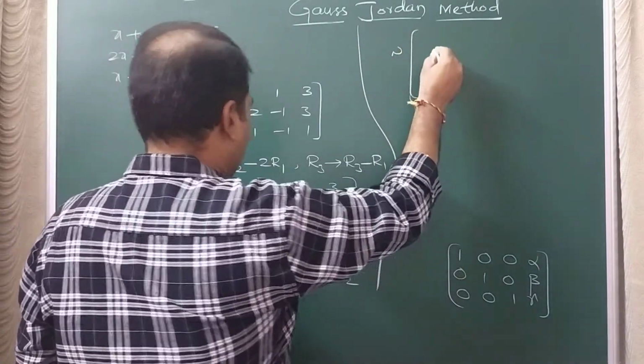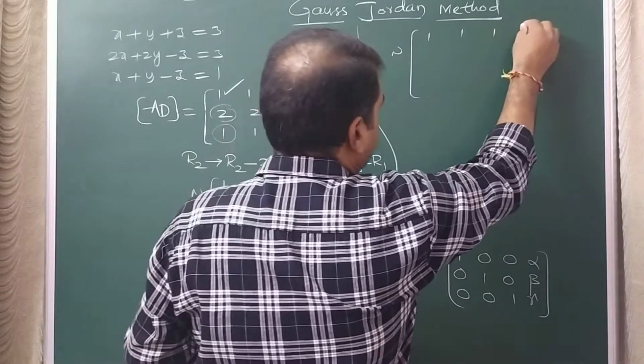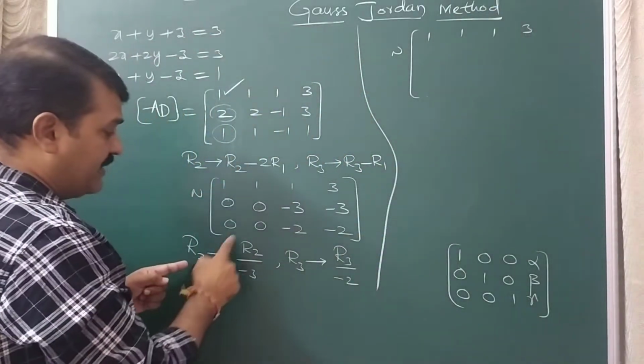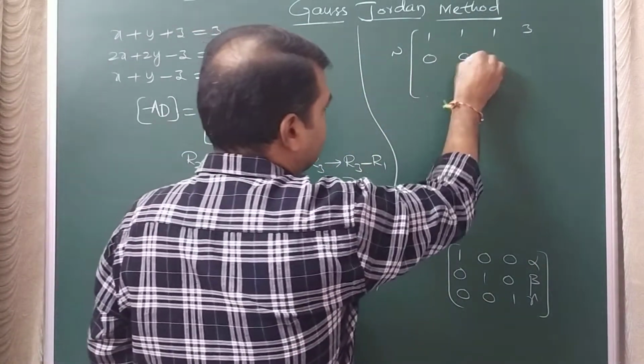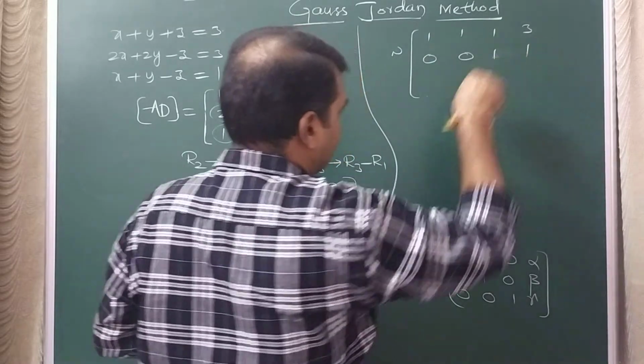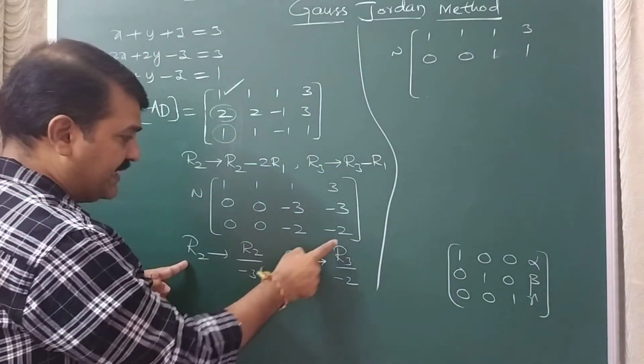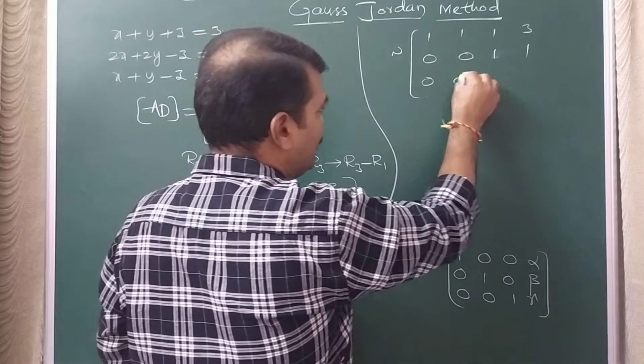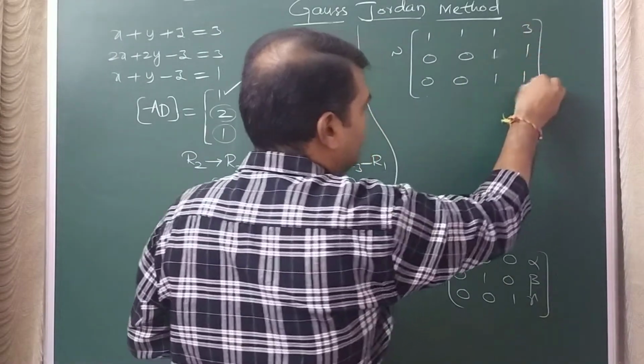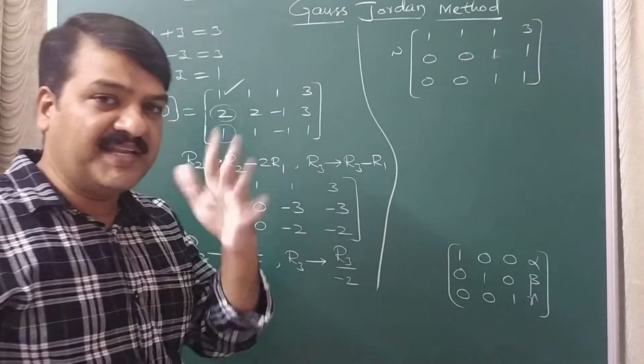First row no change. Second row divided by minus 3. Third row divided by minus 2. Clearly you can see now, two rows are similar. You will get infinite solutions.